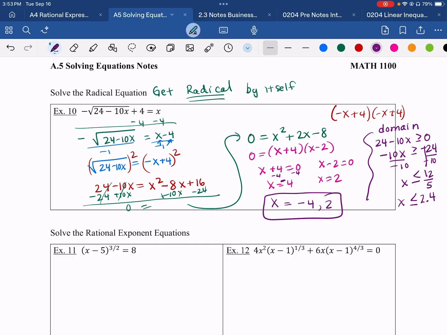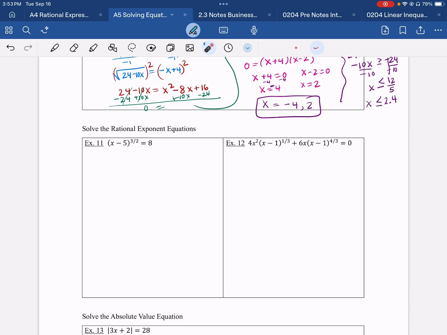You could also just plug them in and check. Plug in the negative 4. That's going to turn that positive. So positive plus a positive is going to be a positive under there. Yay. Plug in the 2. That's going to be 20. 24 minus 20 is 4. That's positive. Yay.